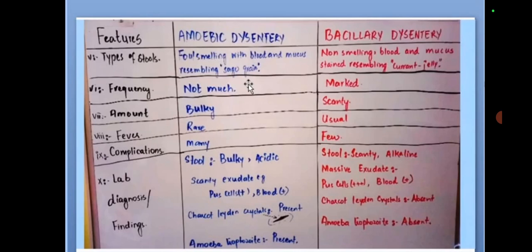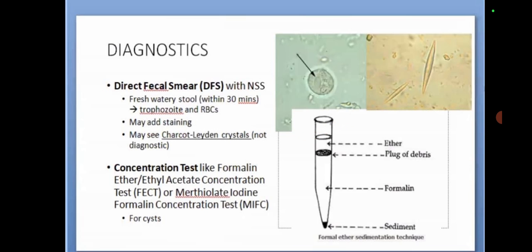Here we can go to the lab diagnosis. In amoebic, the stool is bulky and acidic. In bacillary, it is scanty and alkaline. Scanty exudate, for example pus and blood, versus massive exudate, that is pus cells and blood. Charcot-Leyden crystals and amoebic trophozoites are present in amoebic dysentery, and they are absent in bacillary dysentery.